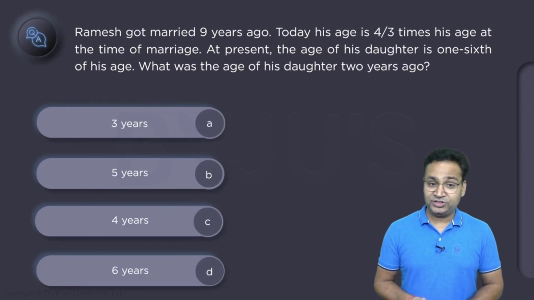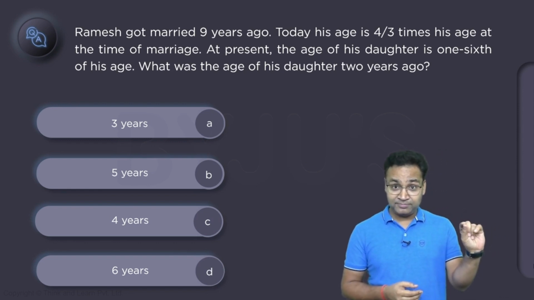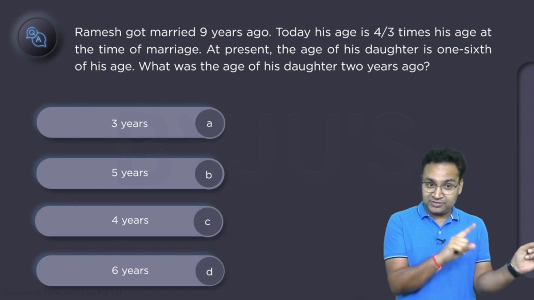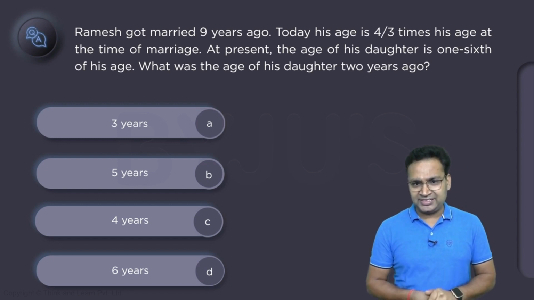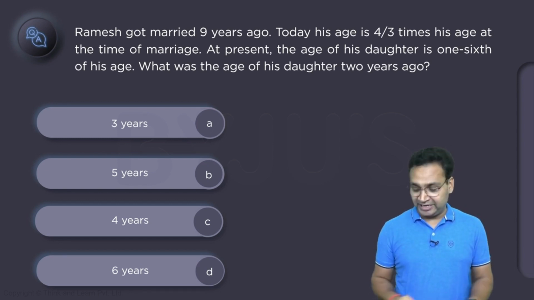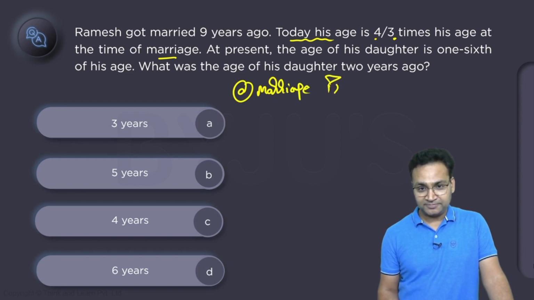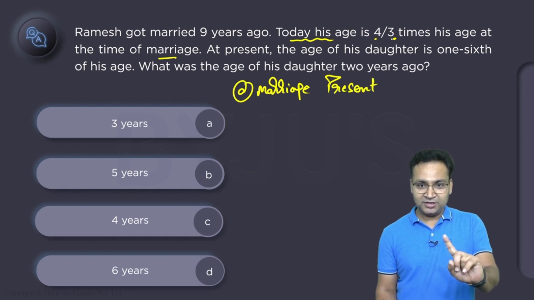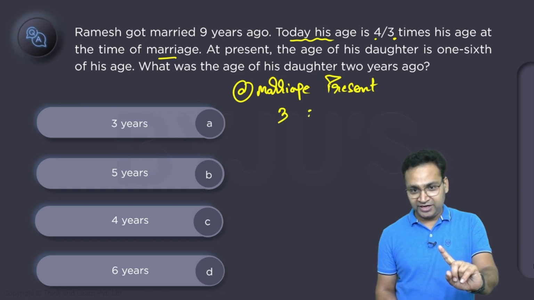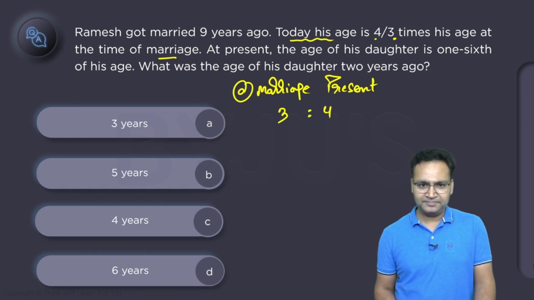Look at this. Ramesh got married. I have told you, look at the time frame. Ramesh got married 9 years ago. Today his age is 4 by 3 times of his age at the time of marriage. Versus present, that's what they are saying. At the time of marriage, it is 3 and presently it is 4. That's the meaning of 4 by 3.